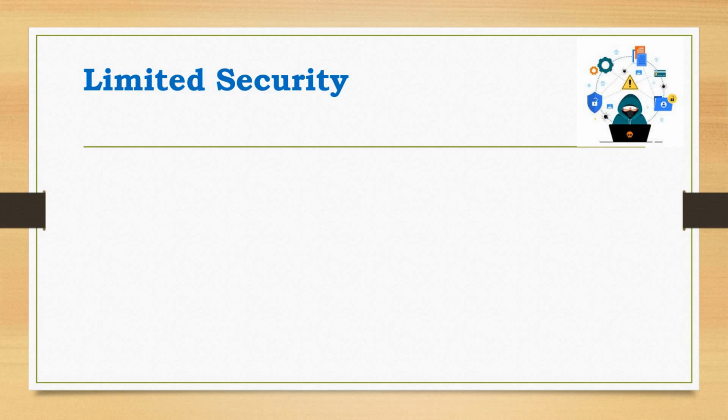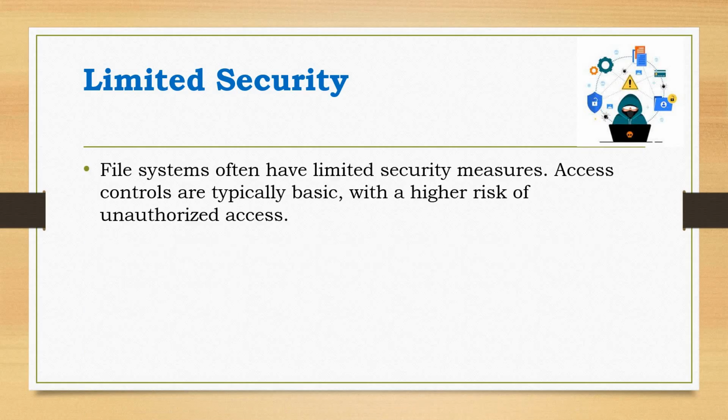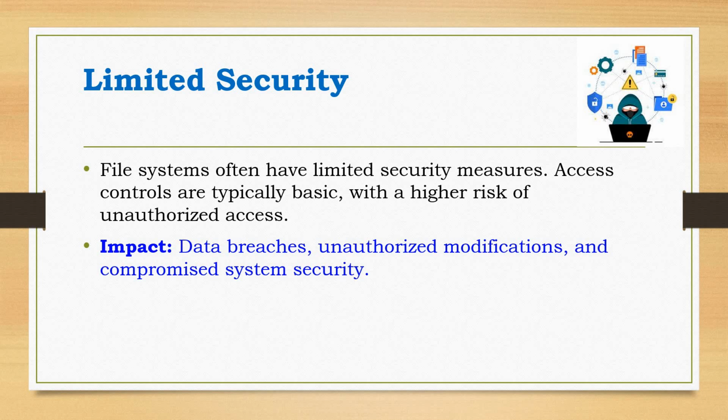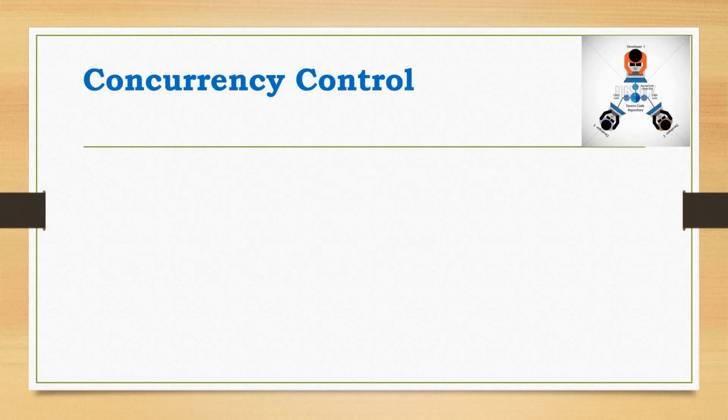And then limited security. If we talk about security, we have to give limited access. Often limited security measures are there in the file system, so they can't control access, which is typically a high risk of unauthorized access. Due to this, data breaches may happen. Unauthorized users can modify the data, and we need to compromise the system security.